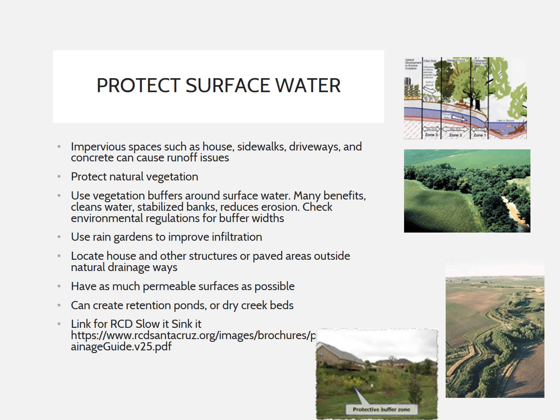So, if you're living next to or on a natural waterway and you're working on that area and doing landscaping, you always want to make sure you check with the local regulations about buffer widths, and try not to mess with these natural systems. You can also use rain gardens to improve infiltration. Locate houses and other structures or paved areas outside of natural drainage ways. Have as many permeable surfaces as possible. You can also create retention ponds or dry creek beds.